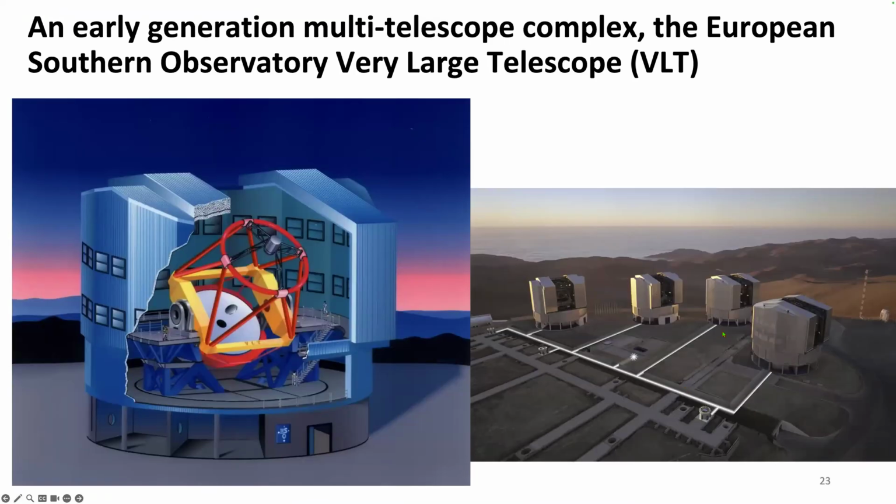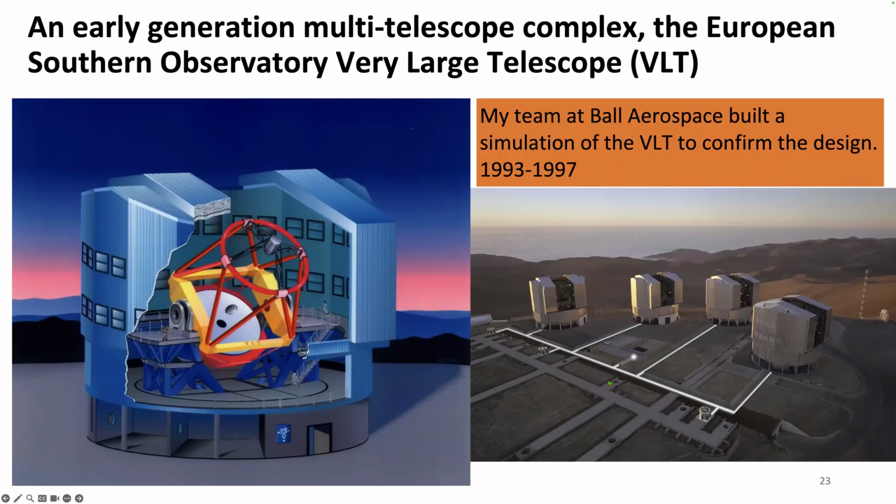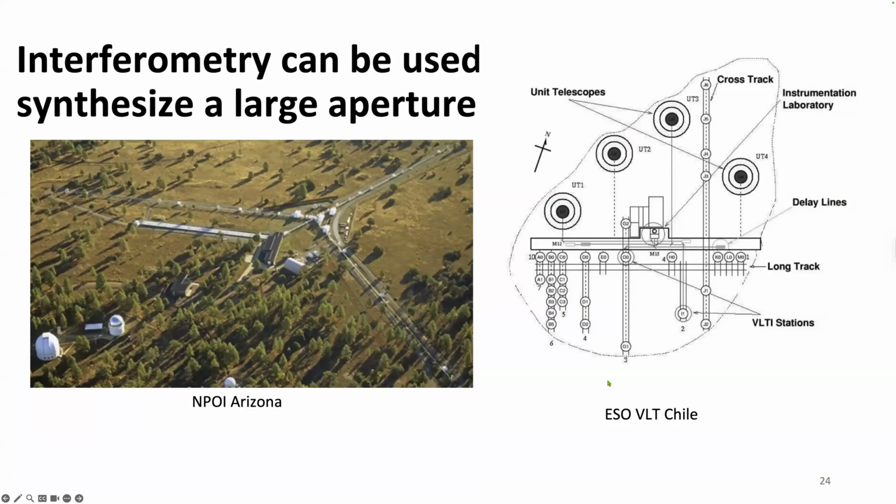Now, I already mentioned that here again is the VLT built by the Europeans. If you build this the right way, the signals from each telescope can be merged in a big computer complex, and you can simulate a telescope the size of this whole array. That's a technique that's been around for a long time. Oh, and here's a vertical view of the VLT.